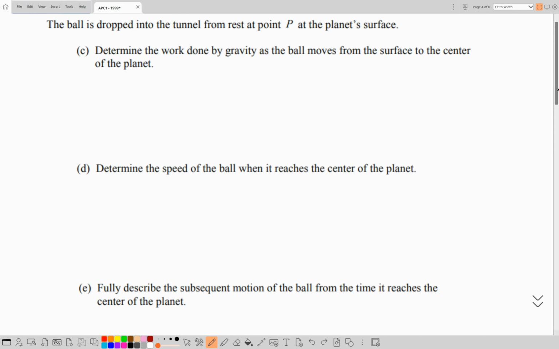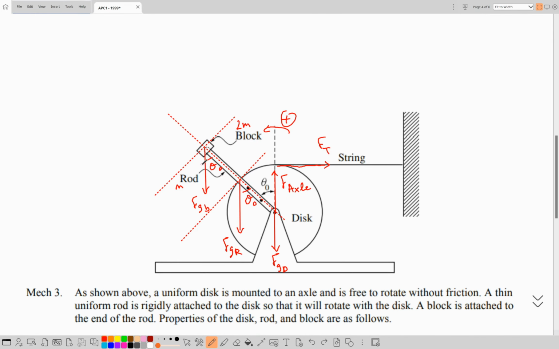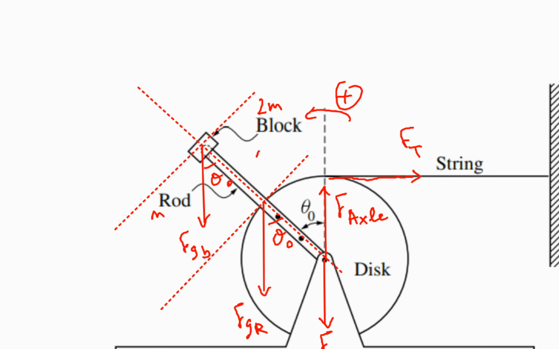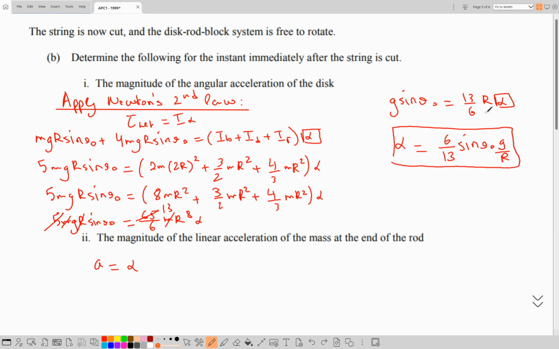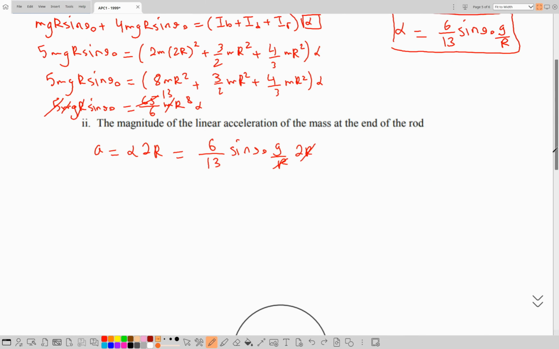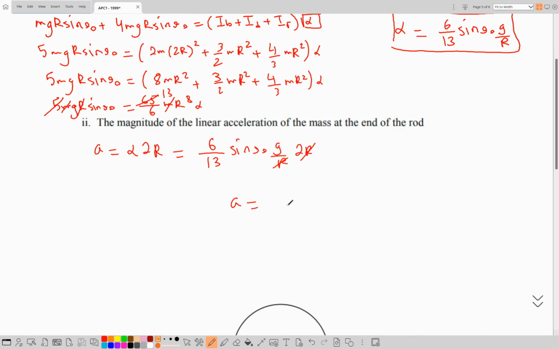And this mass, or the block at the end of the rod, is a distance of double r from the center, so we will use this radius, which is double r. Then a, which is given by 6/13 sine theta 0, g divided by r, multiplied by 2r, with r and r cancelling, 2 times 6 is 12. Then the linear acceleration at the end of the rod is given by 12/13 multiplied by sine theta 0 multiplied by g.